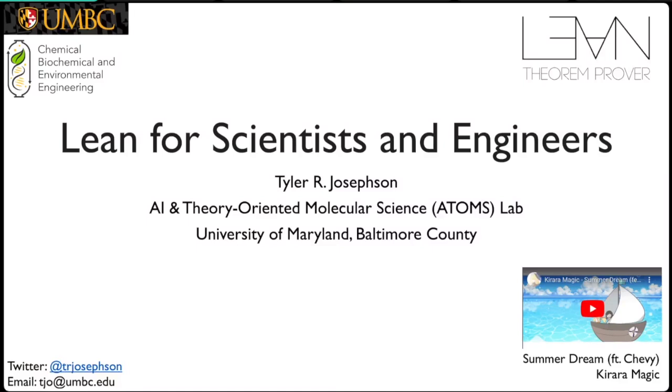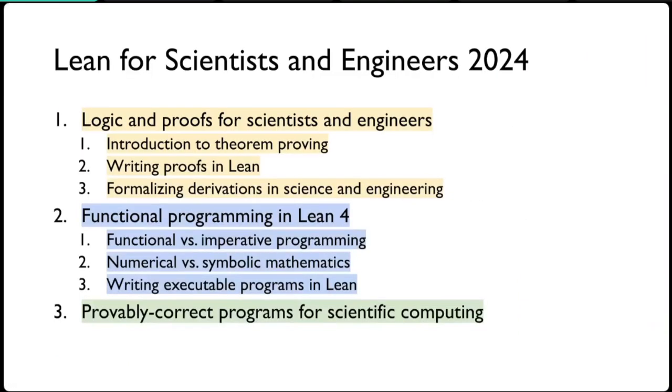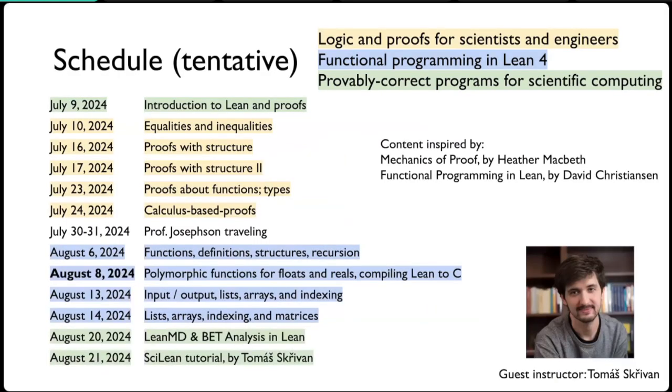Welcome, everyone. The overall goal of this is to introduce scientists and engineers to logic and proofs, and teach how to write these in Lean and how to do functional programming in Lean 4.2. So we can write programs that we can execute in Lean and then connect these together so we can have provably correct programs for scientific computing. And we are now on lecture 4, Proofs with Structure 2.